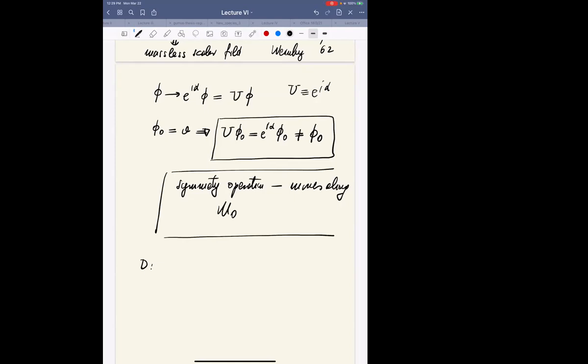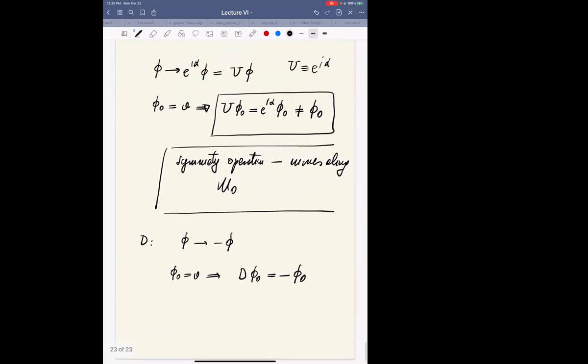Just to remind you, in the case of the discrete symmetry, phi goes into minus phi. So if you choose that phi zero is equal to V, the discrete symmetry acting on phi zero would be minus phi zero. This is what you mean by breaking the symmetry. The ground state is actually dynamical. It's not nothing, because if it was nothing, you would stay in one and the same ground state under your operation, okay? This was a side remark. This is not so exciting. This is a discrete symmetry.